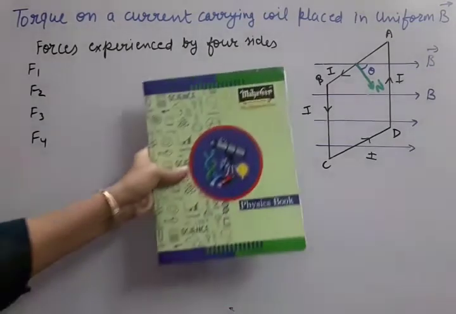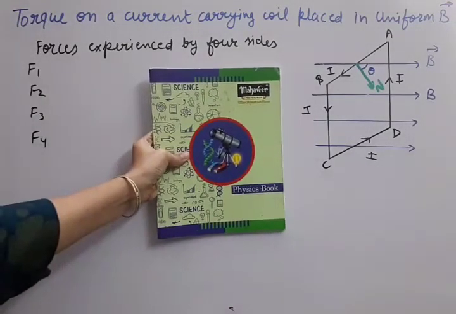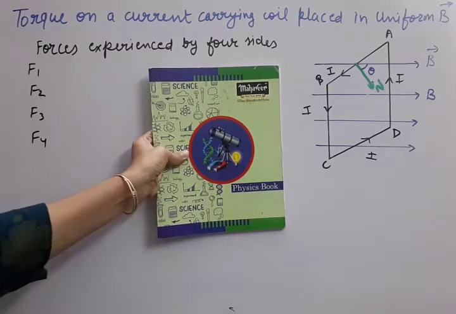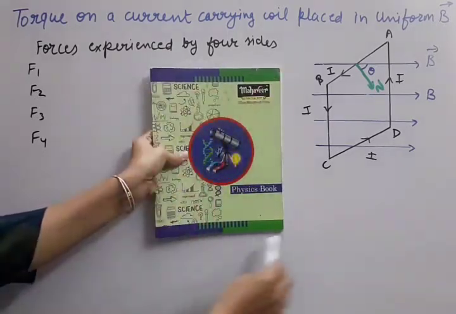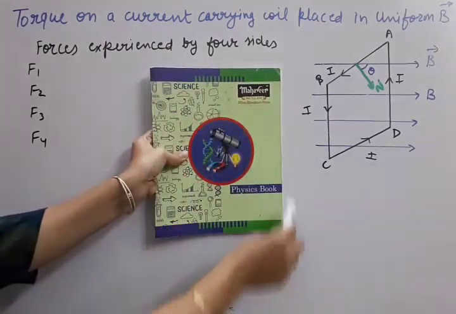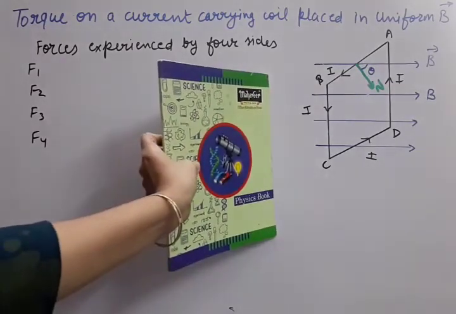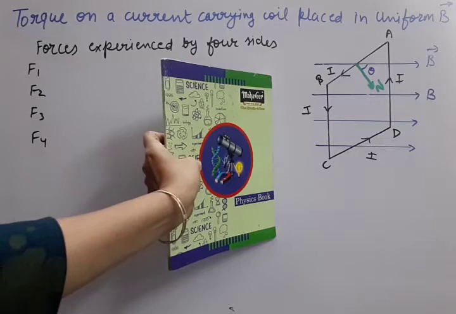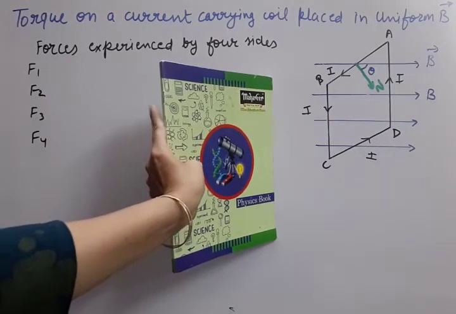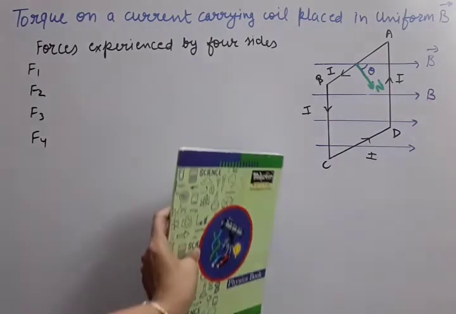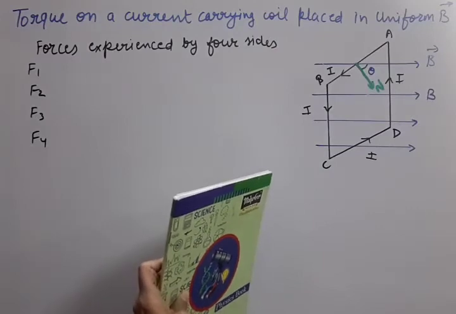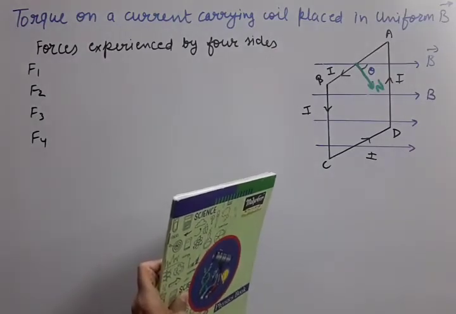If we take this coil and keep it parallel to the plane of the board, it will look like a rectangle only. But this coil is a little tilted. It is coming out of the plane of the board from one side. This end is outside. So this way the coil is kept.